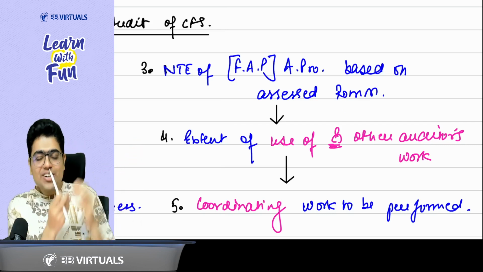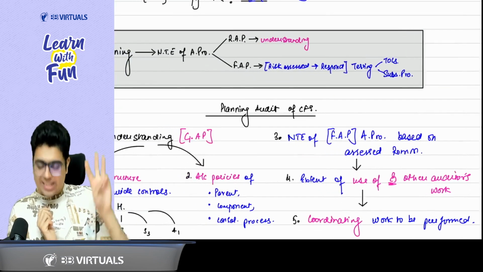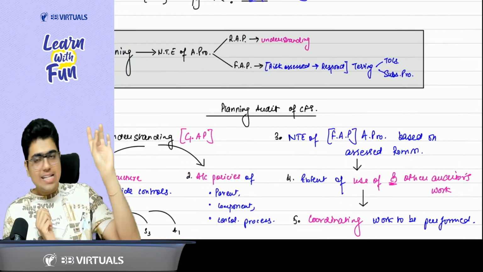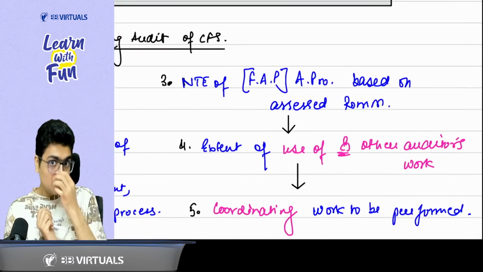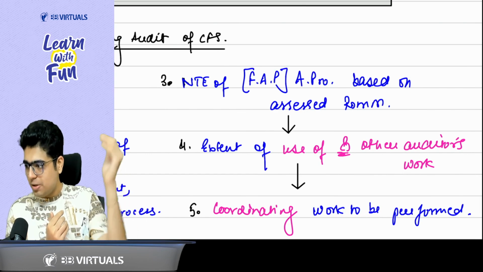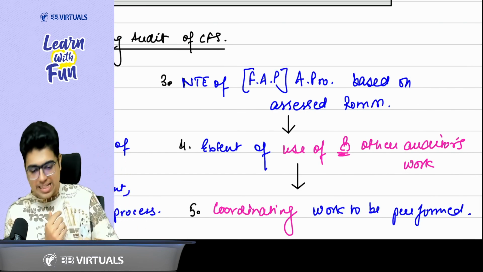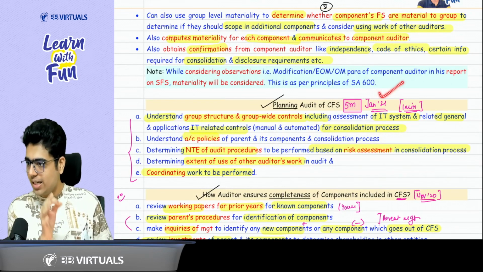Now when I'm using the work of other auditor, I will have to coordinate with him. So logically there are only 3 points. Understand the GAP, nature, timing and extent of other procedure based on risk assessment. The last 2 points talk about the good news. That means using the work of other auditor and coordinating the work to be performed. Clear, boss? Clear, sir. This question has already been asked in Jan 21, so can be asked in the exam.